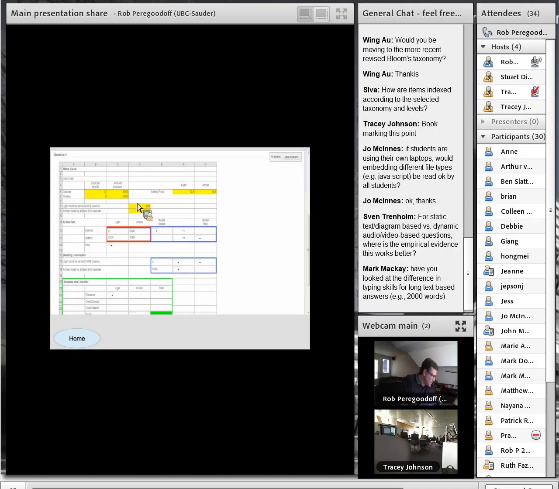So I'm just going to stop and check for a question. Static text, diagram based. Empirical evidence, this works better. Good question, Sven. We are launching a research-based project to exactly address what you are asking. We've got connections with a group in the Free University in Berlin, also with Jeffrey Crisp there in Australia, as well as Shane. I can't remember the other gentleman that you put me in touch with at University of Queensland. We are talking about launching research in exactly that space.